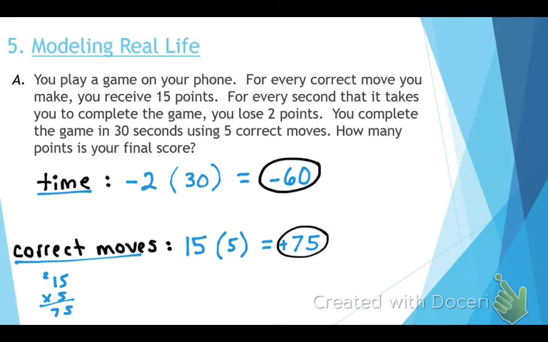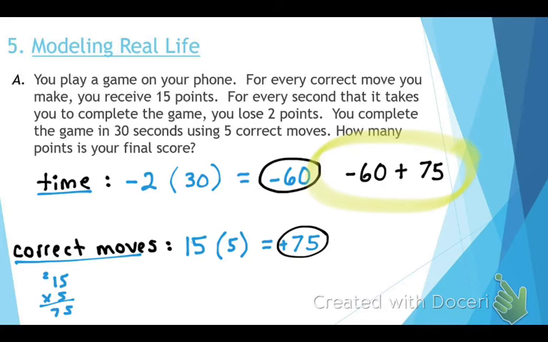So here's the deal. I have negative 60 and I have positive 75. All you need to do, and it doesn't matter which order you do it in, negative 60 plus 75. This is going to tell you how many points your final score is. When I do a problem like this, am I adding and subtracting or am I multiplying and dividing? Adding and subtracting. There's nothing here that tells me I multiply or divide. So remember our rules for adding and subtracting. What are they, class?